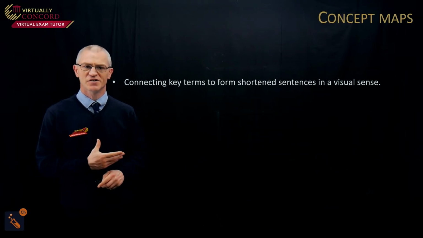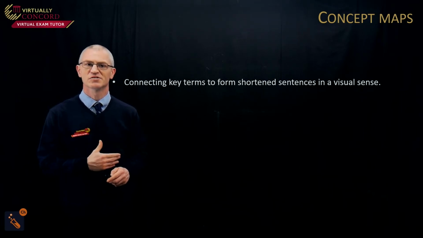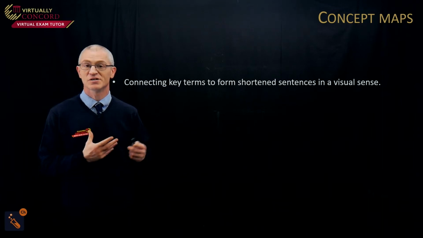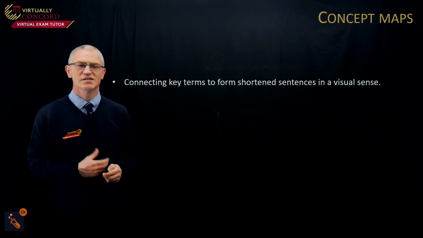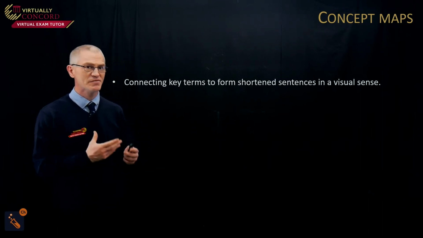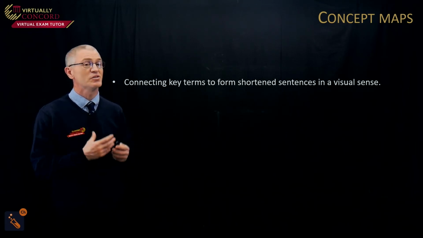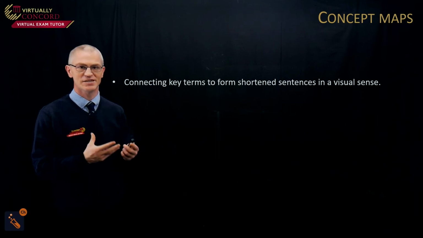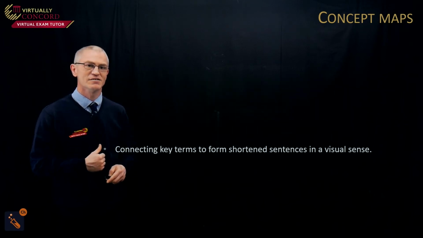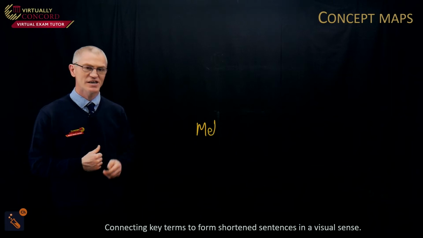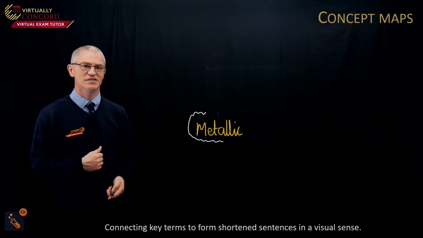A better way of doing some revision, though, is concept maps. A concept map is when you connect key terms in sentences and you do it in a visual way. So let's just do a simple concept map. These are very difficult to do, by the way. A lot of people don't do them because they are difficult to do, but because it's difficult, it's actually really useful.